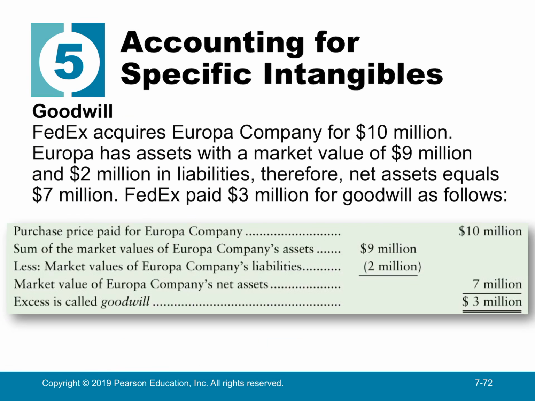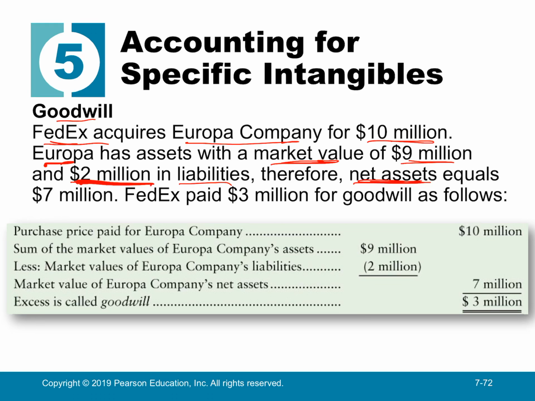So let me give you a very basic example. You spend way longer in intermediate and advanced accounting and other classes discussing this, but here's an example. Let's say FedEx acquires a company called Europa Company for $10 million. Europa Company has assets that, when you look at the market value, are $9 million, and when you look at the market value of their liabilities, it's $2 million in liabilities.